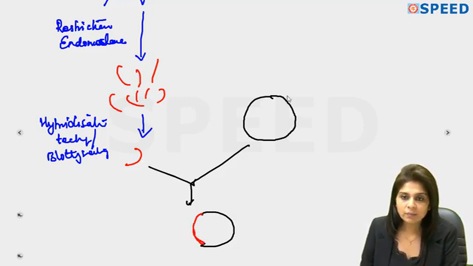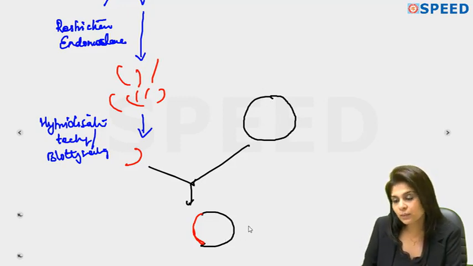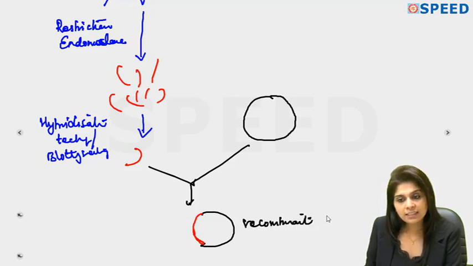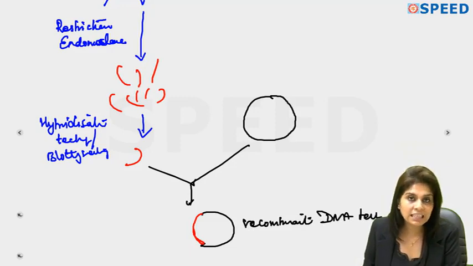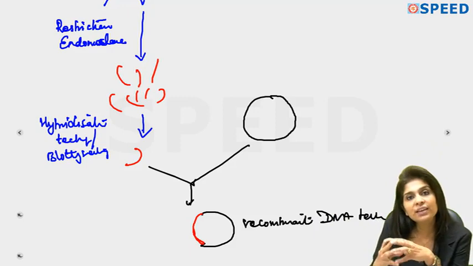We take a vector, we cut the vector and then we insert the fragment with gene of interest to form something called as recombinant vector. Now, do you understand the reason behind the name recombinant DNA technology? We call it as recombinant DNA technology because we form a recombinant product involving a vector and eukaryotic gene fragment.